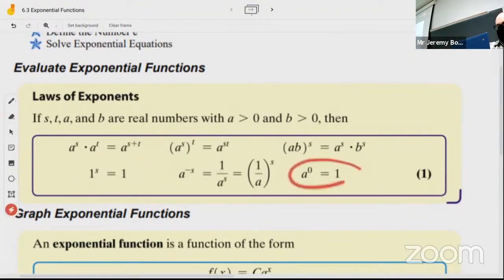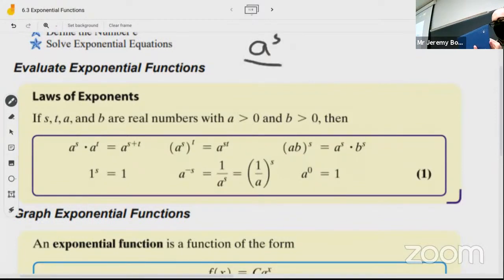If you have a base raised to 0, it's always going to equal 1. People always ask me, well, how is that? Remember that if we have a to the s divided by a to the t, what does that equal? Anybody remember? It's kind of like the first one we did, but instead of multiplication, it's division. So instead of adding the exponents, we're subtracting. So it's going to be a to the s minus t, right?